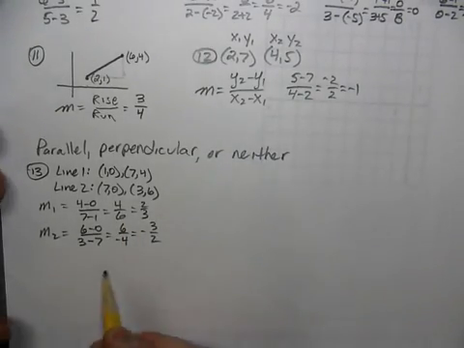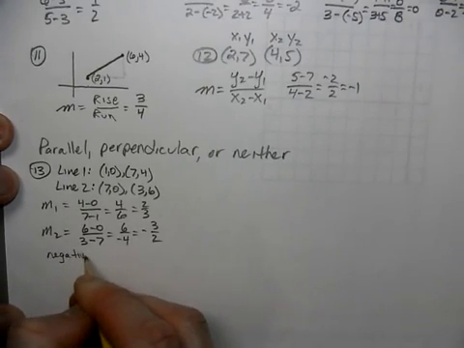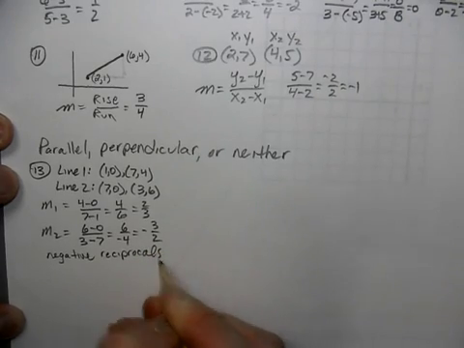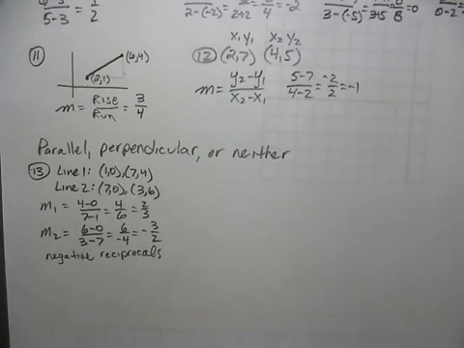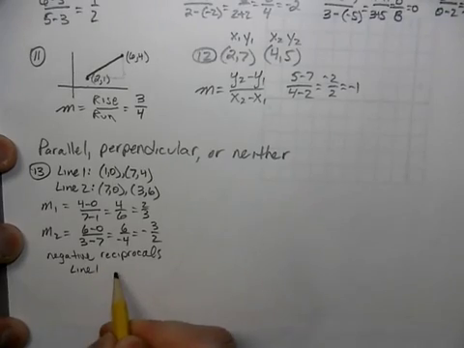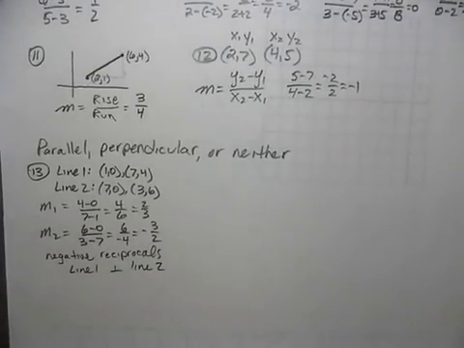So these are negative reciprocals. Okay, negative reciprocals. Therefore, the lines are perpendicular. Line 1 is perpendicular to line number 2.